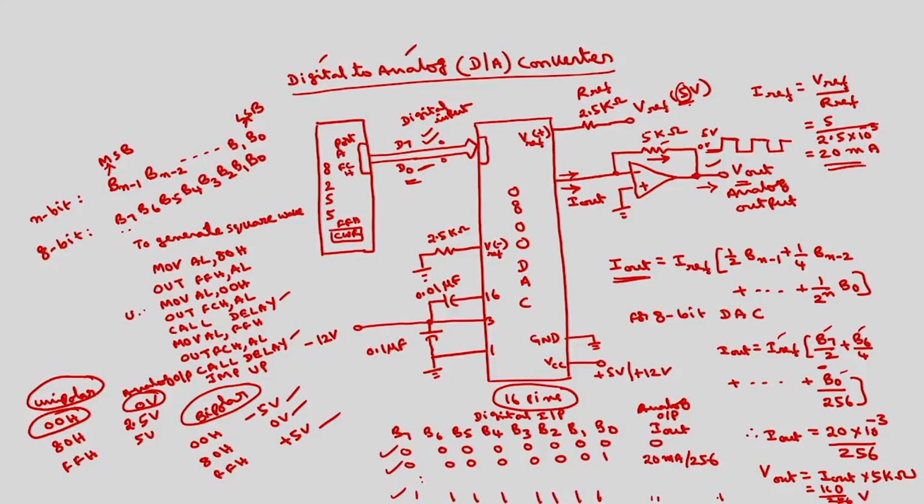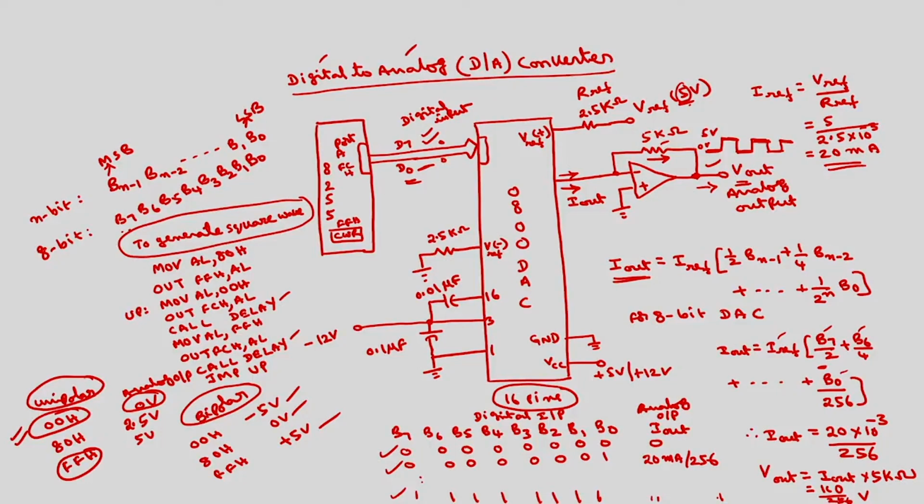Again you will take AL with 00, FF. We will take only these two values. Alternatively we will take 00, FF, 00, FF. So we will not use any other intermediate values. Because of that we will get only either 0 volts or 5 volts. So this delay time is going to decide the frequency of this square wave. So this is how we can generate a square wave using the D to A converter. Okay.